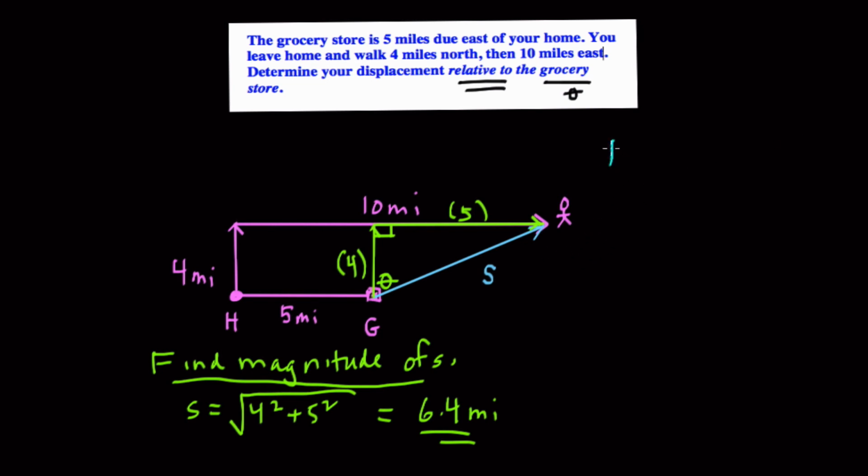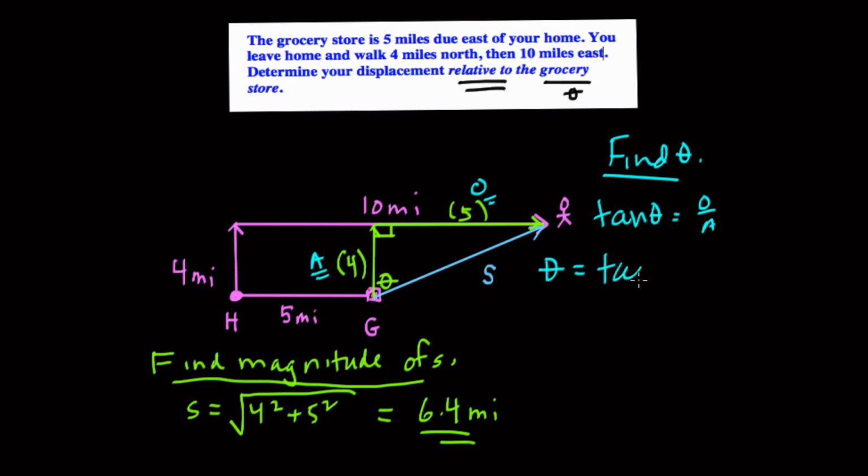Now I'm going to find theta. And it's the same thing, right? This is opposite and this is adjacent. So I'm going to use the tangent function again. Tangent theta is opposite over adjacent. Theta is going to be the inverse tangent. Opposite over adjacent, inverse tangent of 5/4, and that would be 51 degrees.